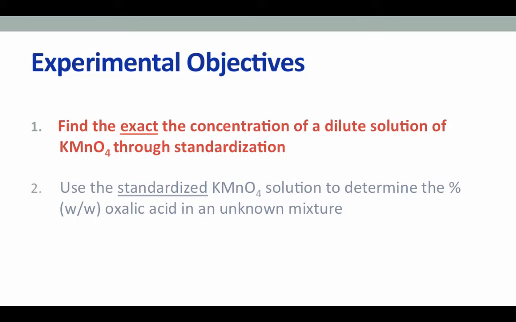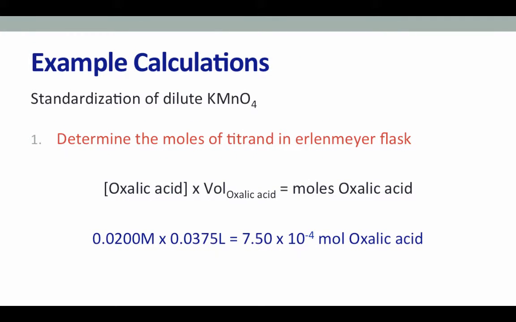As I mentioned, the first portion of the experiment is to standardize the potassium permanganate solution and determine its exact concentration. You will be given a stock solution of potassium permanganate with only 1 sig fig of concentration value. You will dilute this solution to an approximate concentration and then use a known amount of oxalic acid to determine the concentration of your diluted permanganate solution. The calculations are done as follows.